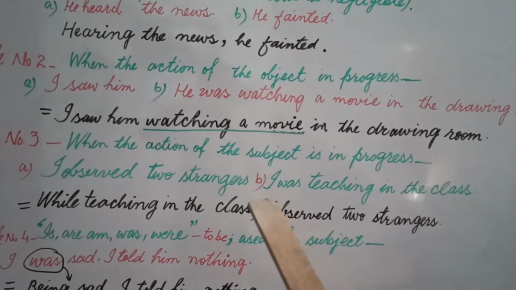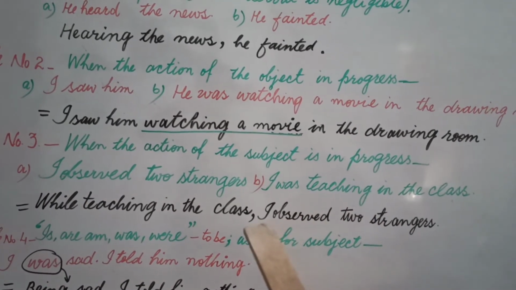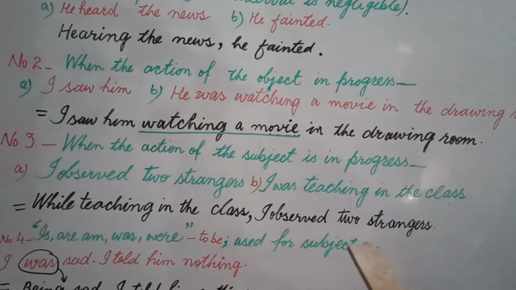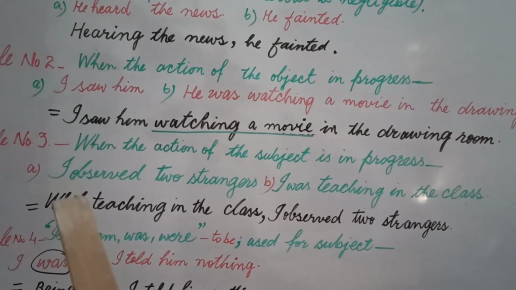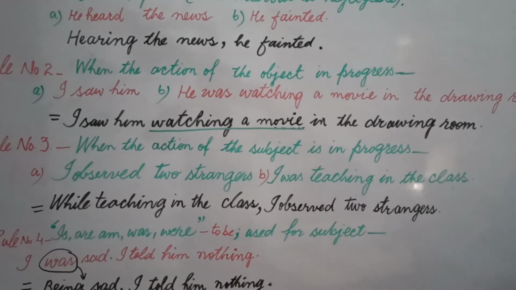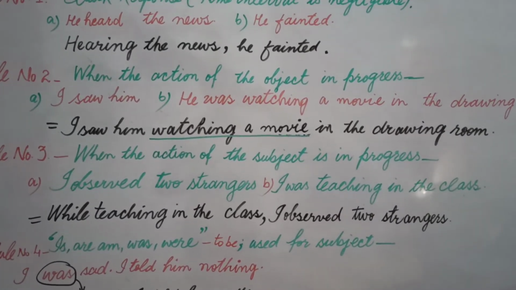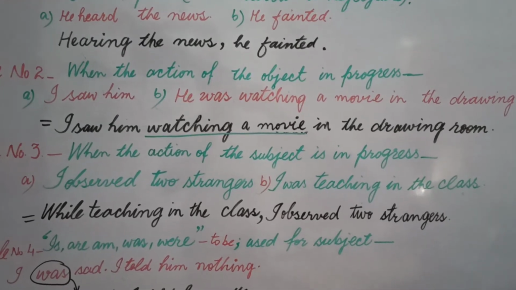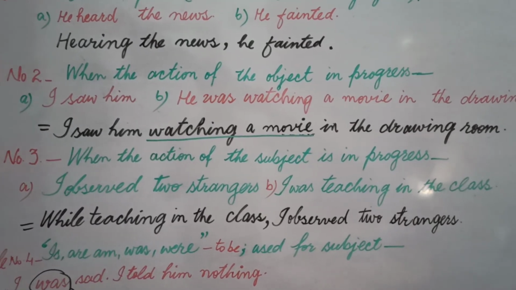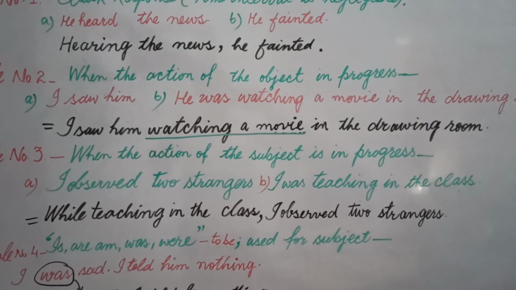It means the subject of the progressive tense is related to the object or subject of the non-progressive tense. I is related to I. That's why this ing form will be placed before I. It means teaching in the class. Here, teaching in the class, I observed two strangers. When subjects are the same, we place an extra while. In this way, our answer is: while teaching in the class, I observed two strangers. It means when the subject of the progressive tense is related to the subject of the non-progressive sentence, we place the ing form near the subject with an additional while.